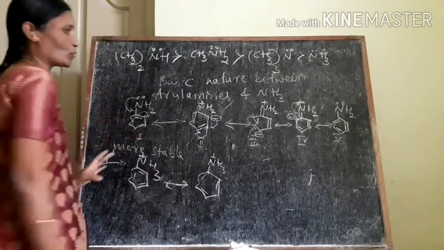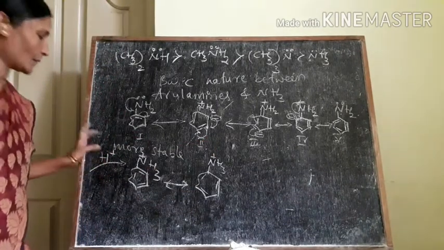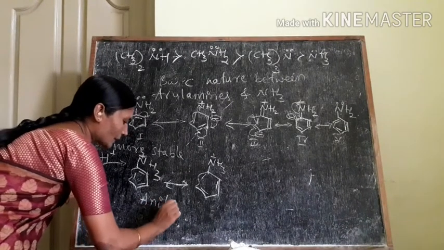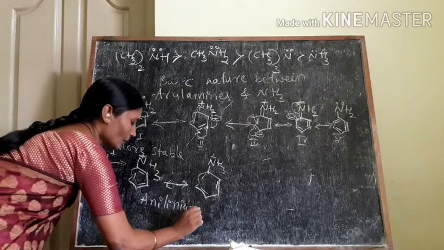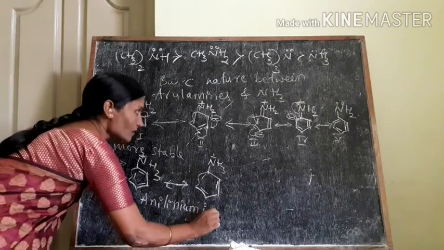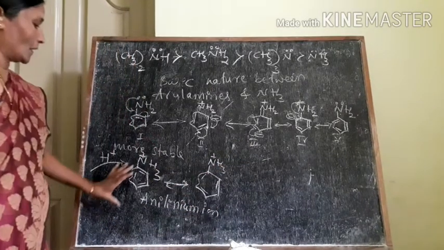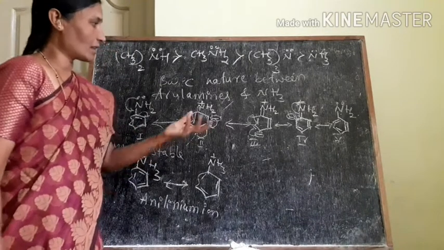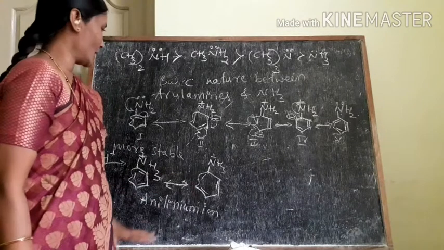Here they are said to be 5 resonating structures. This ion is said to be anilinium ion, and this is said to be aniline ion. Anilinium ion is having only 2 resonating structures, whereas aniline is having totally 5 resonating structures.